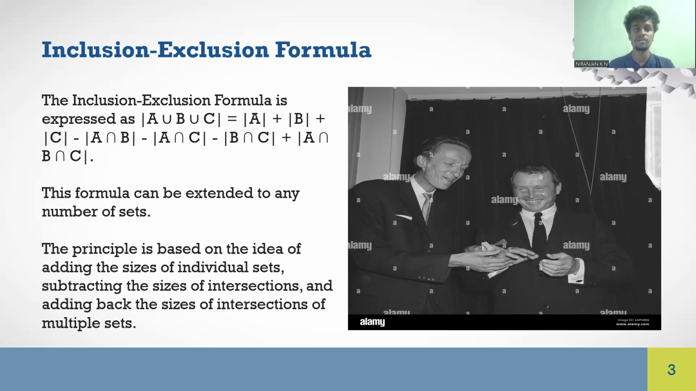This formula can be extended to any number of sets. The principle is based on the idea of adding the sizes of individual sets and subtracting the sizes of intersections, and adding back the sizes of intersections of multiple sets.